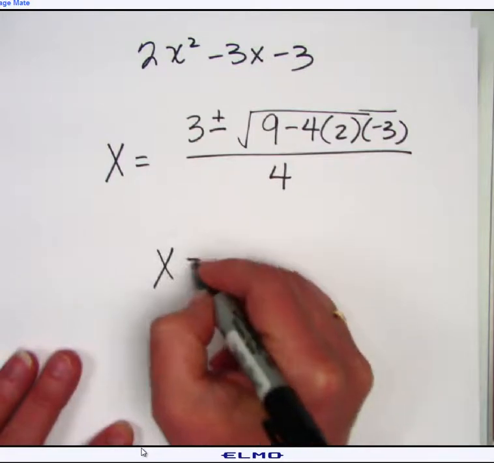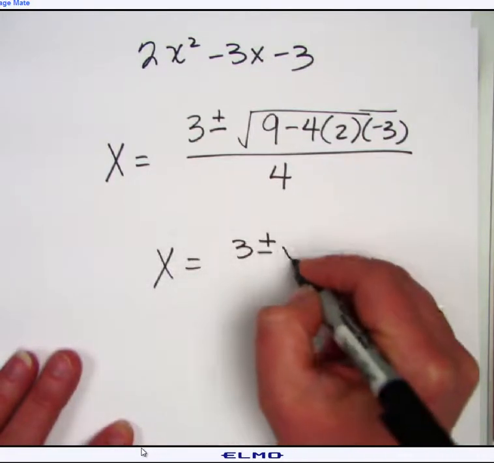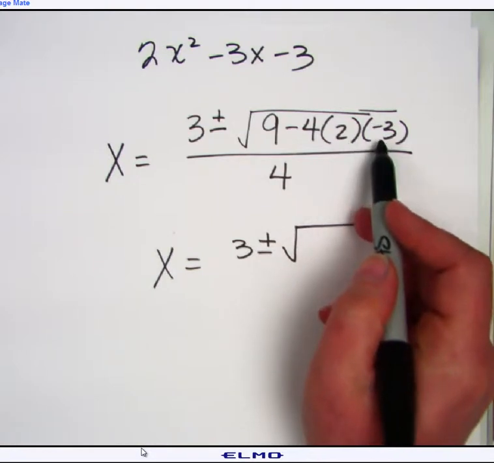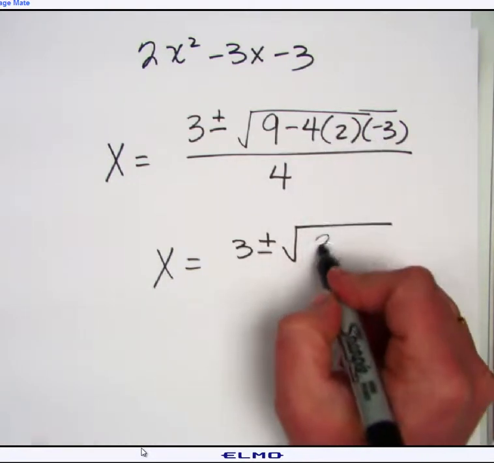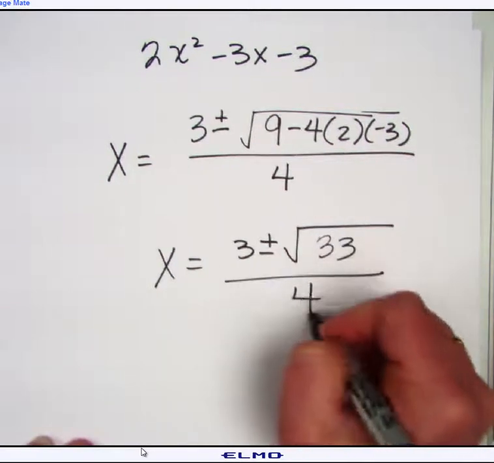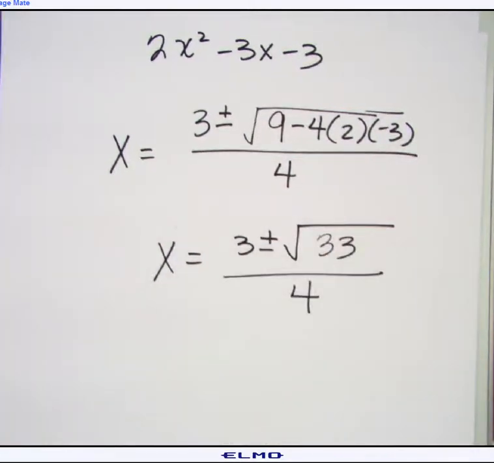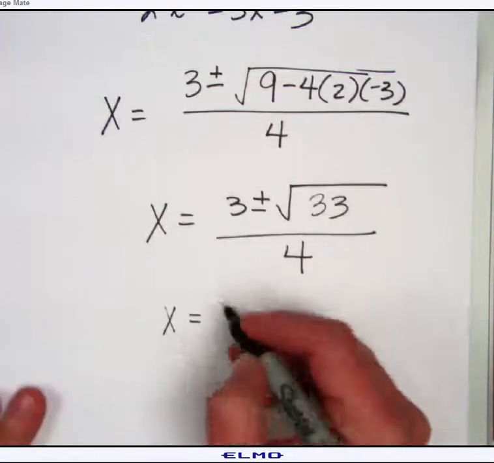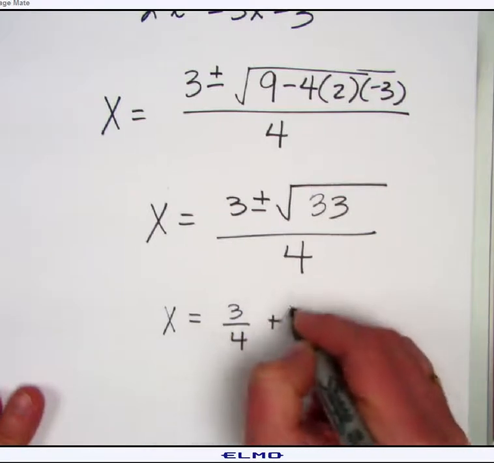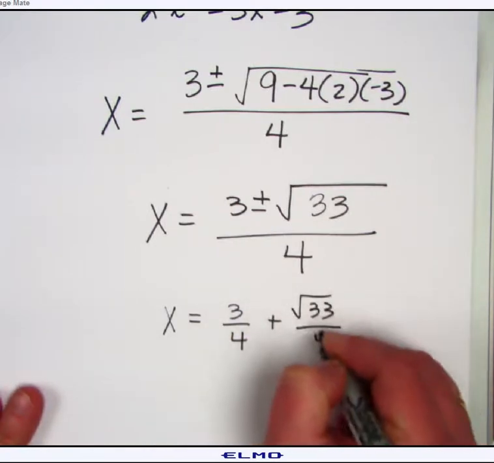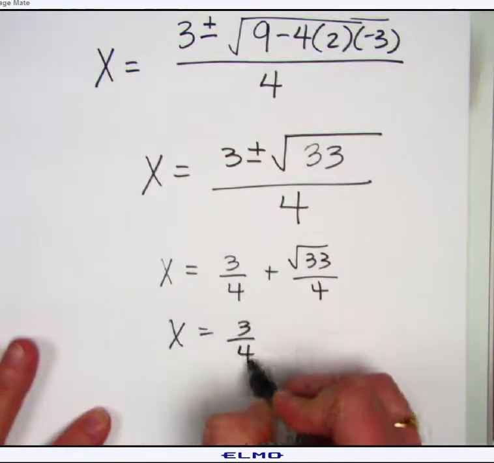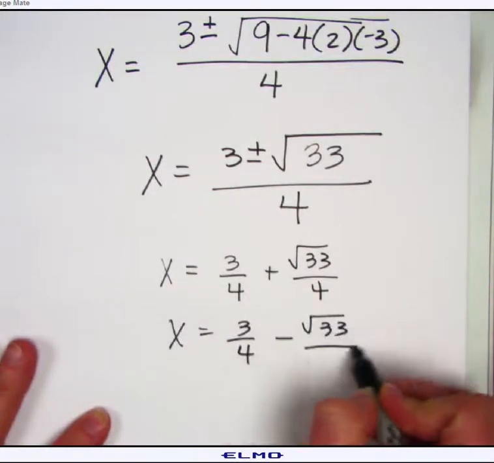And now I end up with x equals 3 plus or minus the square root of, well, this is 8. 8 times 3 is 24, plus 9 is 33, all over 4. So I think this is our two solutions. X equals, I can write this 3/4 plus square root of 33 over 4. And x equals 3/4 minus the square root of 33 over 4.